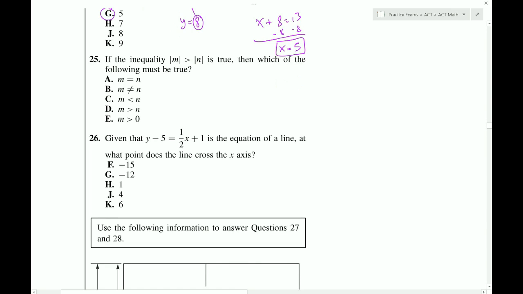If this inequality is true, then which of the following must be true? Well, let's see. Does m have to equal n? No, absolutely not, right? Because one way to do it is to have m equal 2 and n equal 1. That satisfies this because 2 is greater than 1.